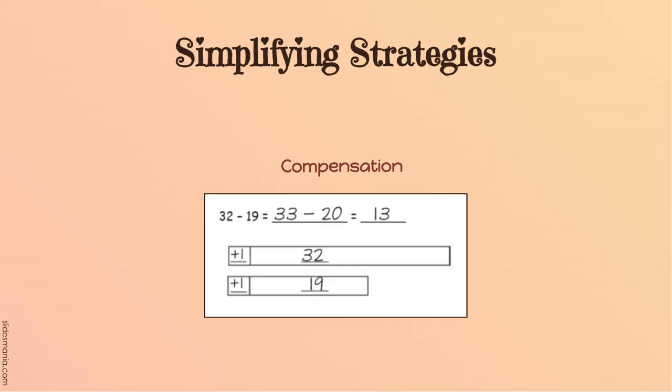So when we're modeling it with strip diagrams with larger numbers, we are adding the add-in that we're adding to both of them off to the left. We always do it off to the left because this helps us see that the difference is staying the same. When I add 1 to both numbers, 32 minus 19 becomes 33 minus 20. Because it's a multiple of 10, it's easier to do in my head.